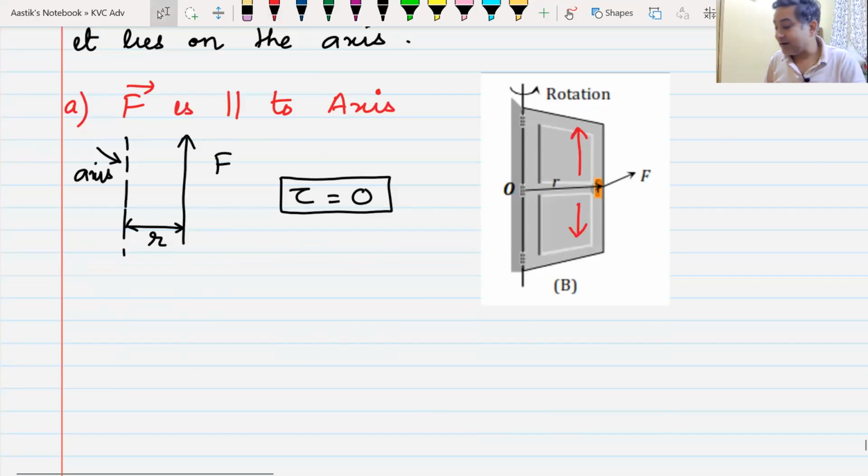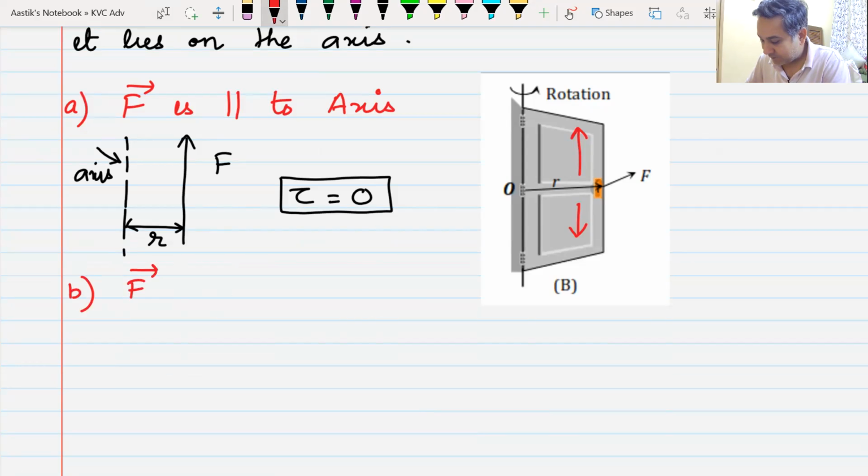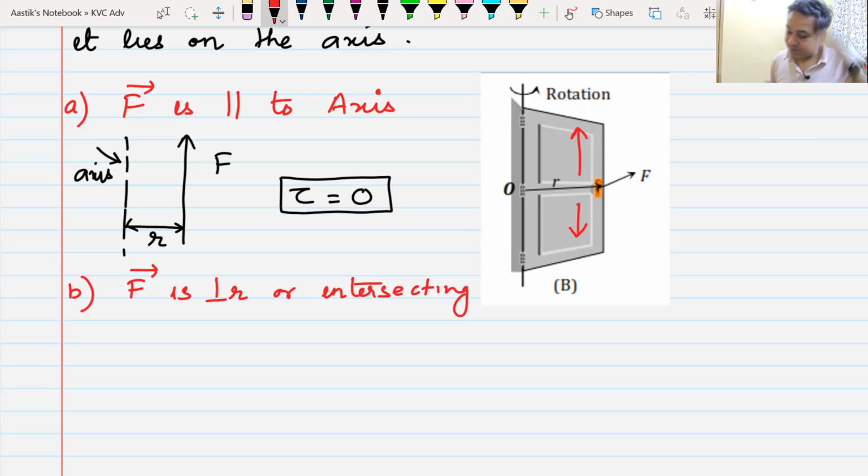So if the line is not parallel, then what could be the second case? Perpendicular. F is perpendicular or intersecting the axis. What will be the torque then?